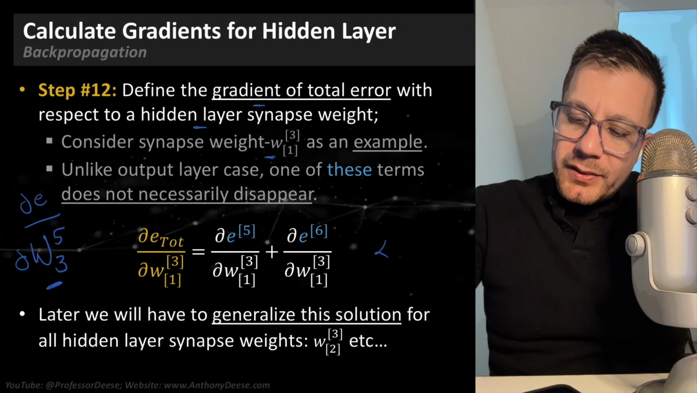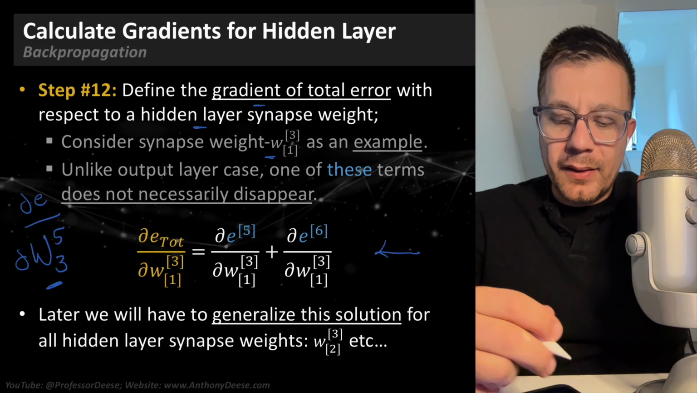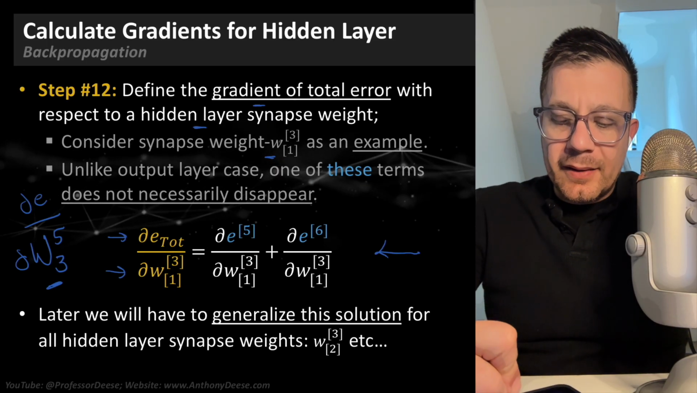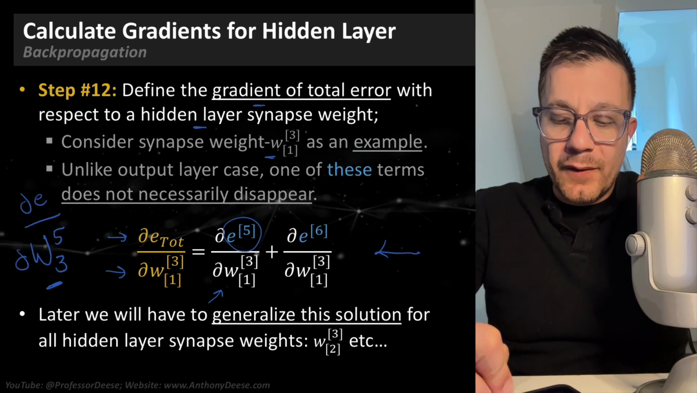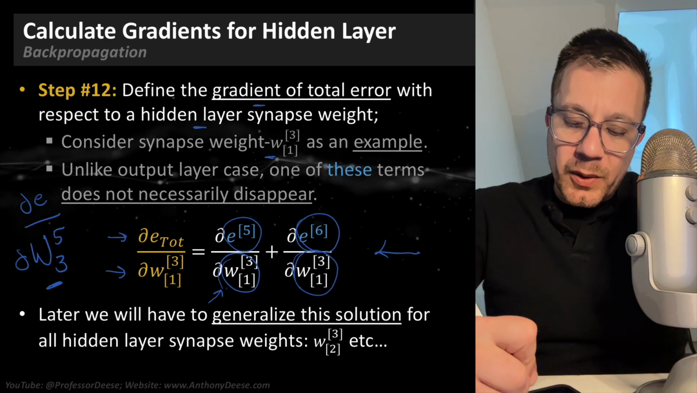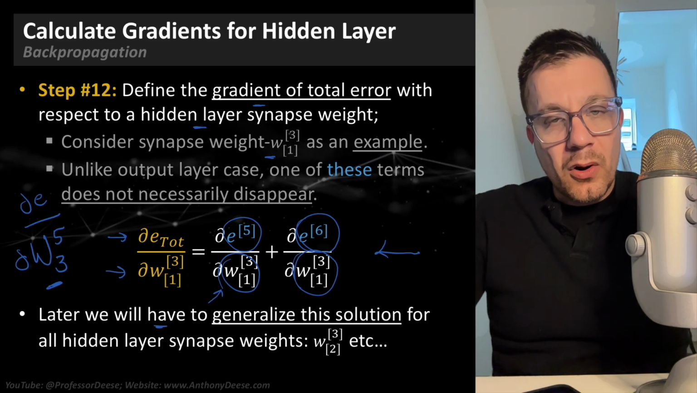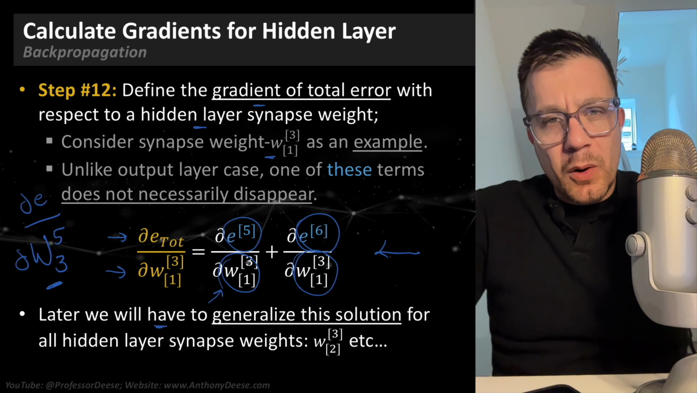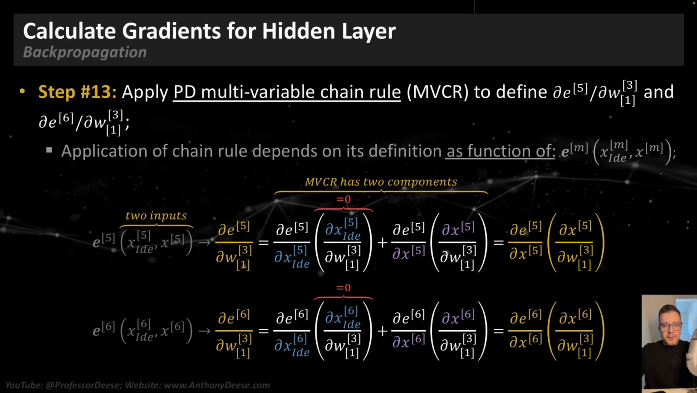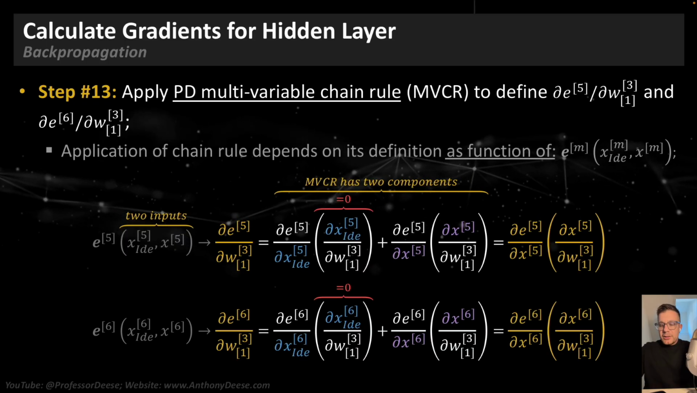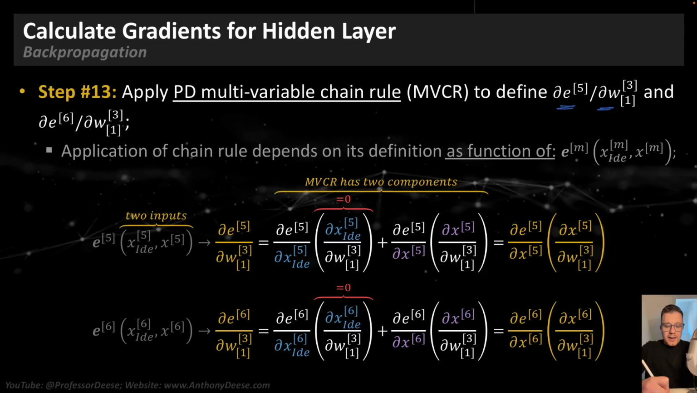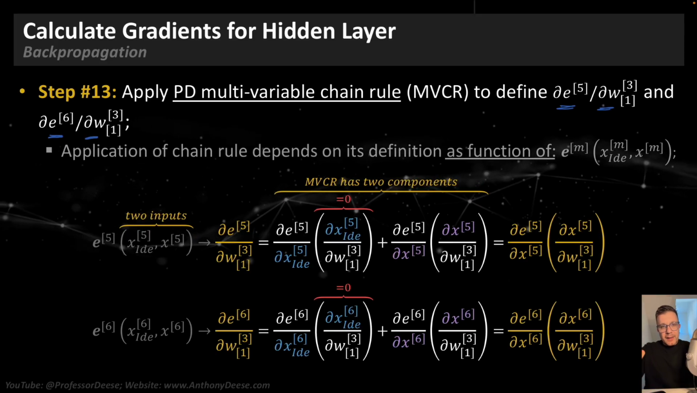So returning to this equation, we see that in order to calculate the derivative of the total error with respect to synapse weight 1,3, we need to calculate a similar derivative between the component E5 and our synapse weight, as well as error component E6 and our synapse weight. Later, we will have to generalize this solution for all hidden layer synapse weights, but that's similar to what we did for the output layer as well. Step 13 attempts to apply the partial derivative multivariable chain rule to define the relationship between error component E5 and hidden layer synapse weight 1,3, as well as error component E6 and that same hidden layer synapse weight.